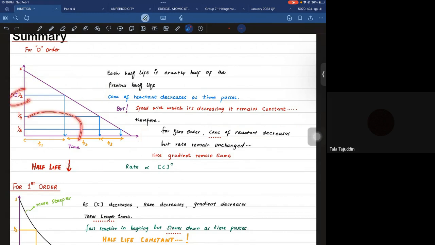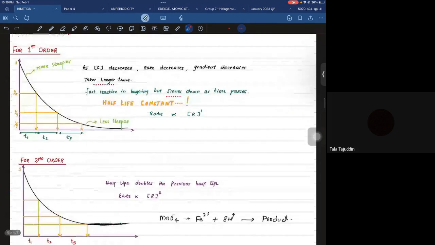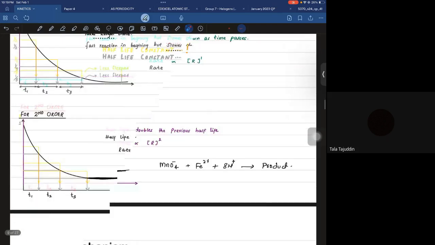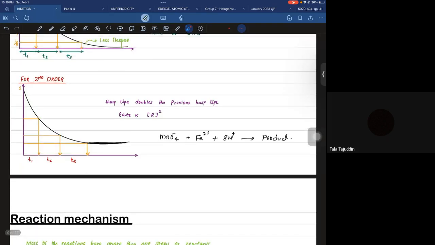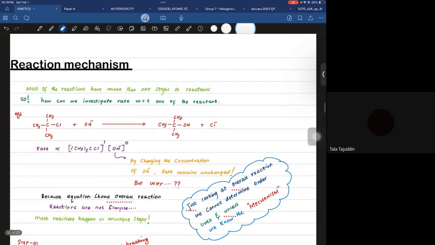It's concentration versus time. I have explained this in the last class. They are the same thing. This is for the first order one, and this is for the second order. And then I told you in the last class that the remaining part we would be discussing in the next class.